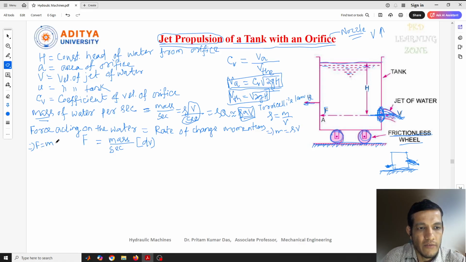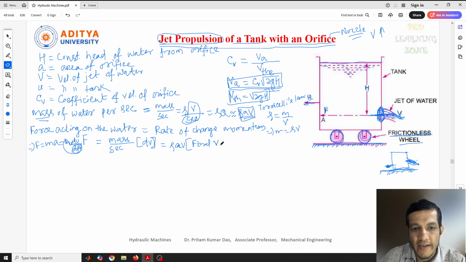F equals mass into acceleration as per Newton's second law of motion, and in the place of mass I write mass, and acceleration is dV by dt. Acceleration equals change in velocity by change in time. I keep the change in velocity as usual, and put the time with the mass, so mass per second into the change in velocity dV. The mass per second is rho A V into the change in velocity.